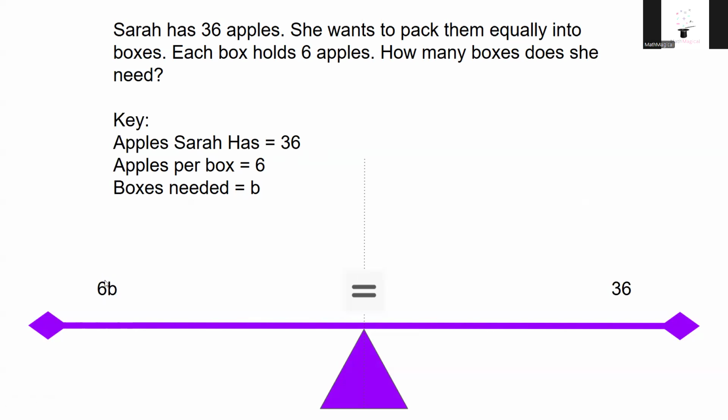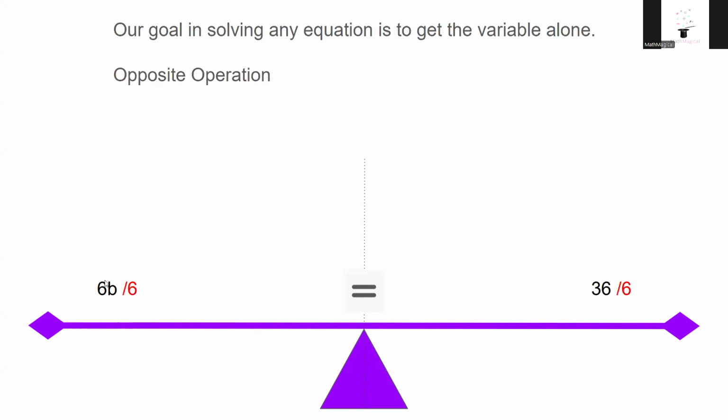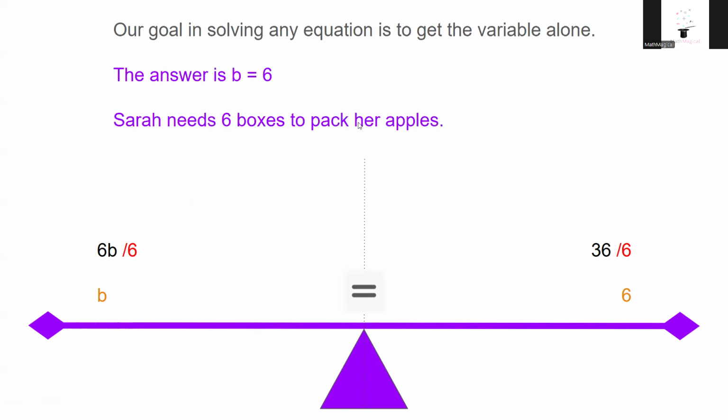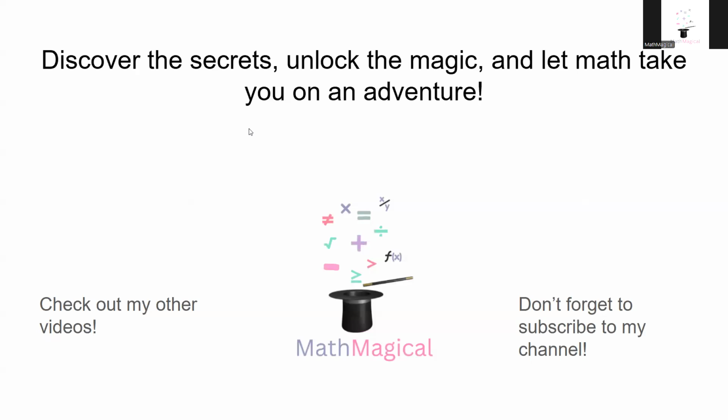If we're using multiplication, we're going to stop and think, what is the opposite of multiplication? If you said division, you are right. Our opposite operation is going to be division, and we're going to divide by 6. 6b divided by 6, and then 36 divided by 6. 6b divided by 6 becomes just b. 36 divided by 6 becomes 6. So the answer is b equals 6, or Sarah needs 6 boxes to pack her apples.